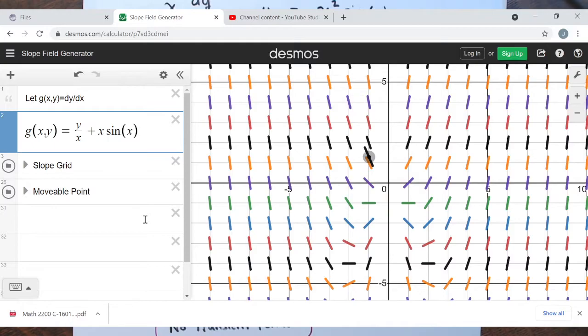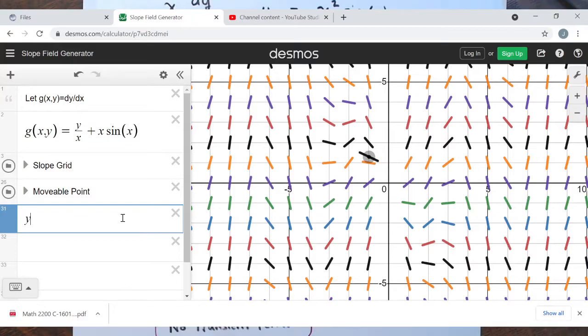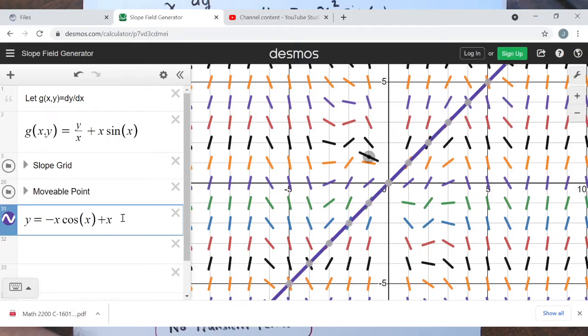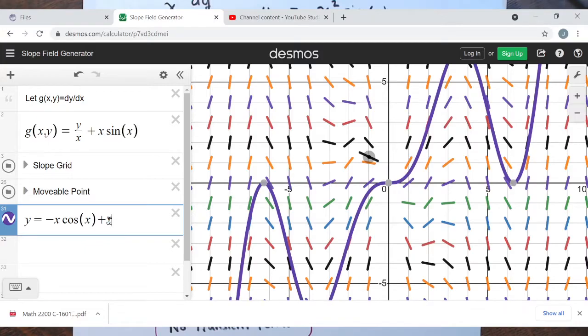All right, so there's the slope field for this differential equation. And then let's put in one of our solutions. We had y equals negative x times the cosine of x plus some constant times x. So how about just 1 times x? And look at this, some constant times x.